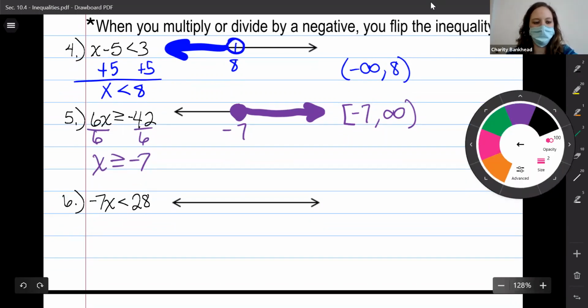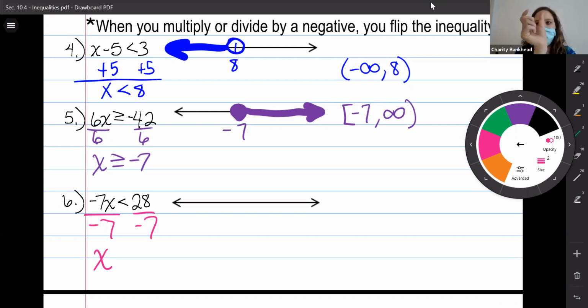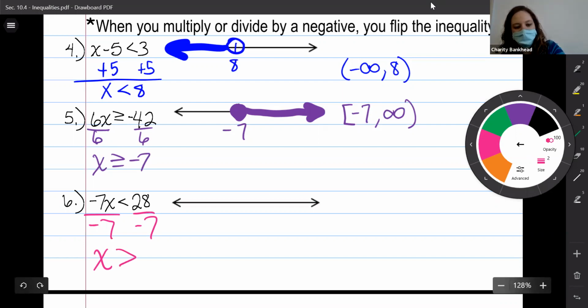All right, number 6, we're going to divide both sides by negative 7. So since we're dividing by a negative, that means I'm going to flip that inequality symbol. So instead of a less than, it's going to be a greater than. So x is greater than negative 4.